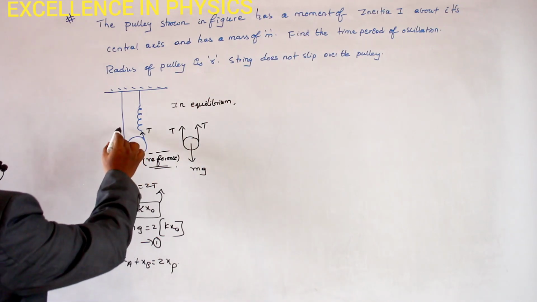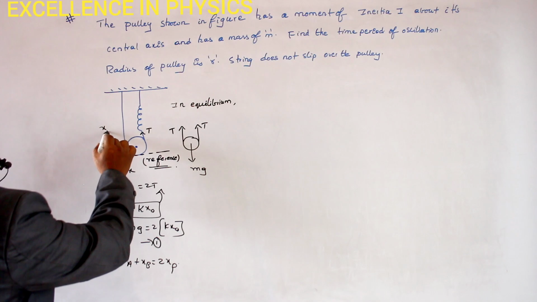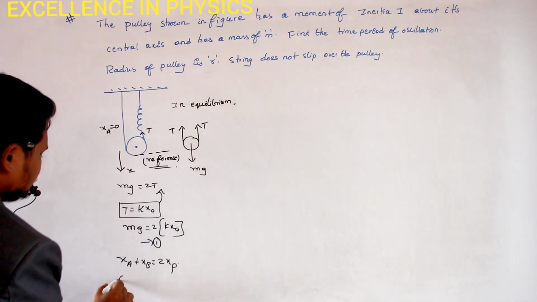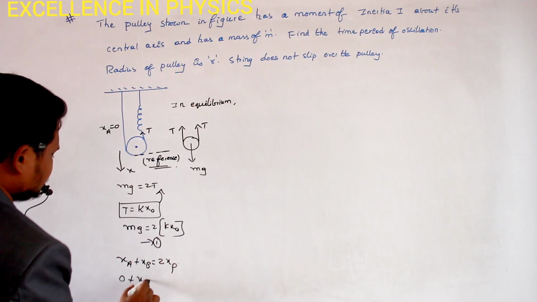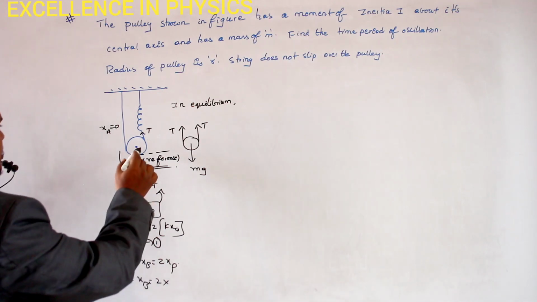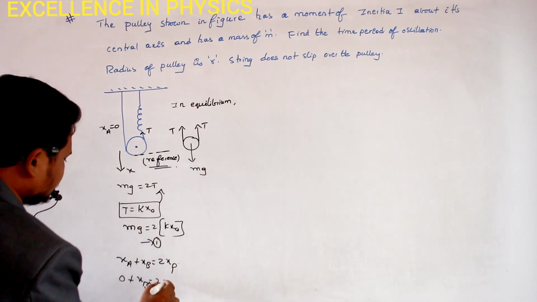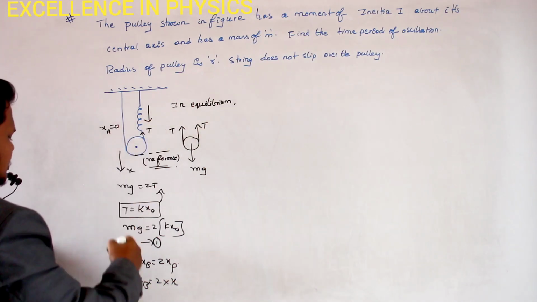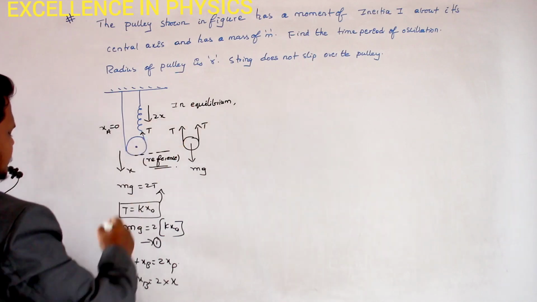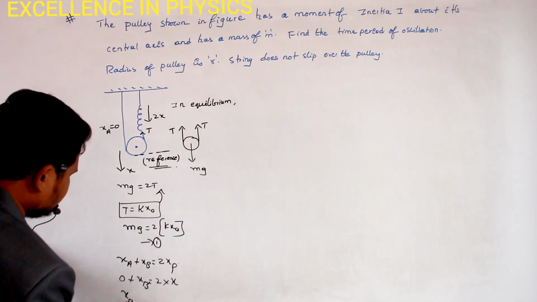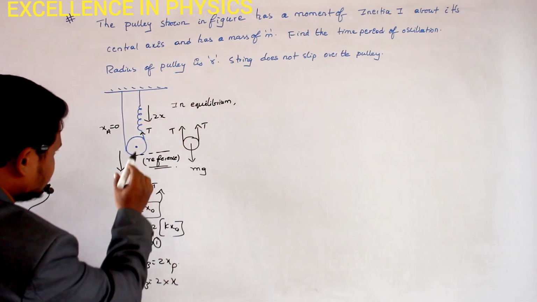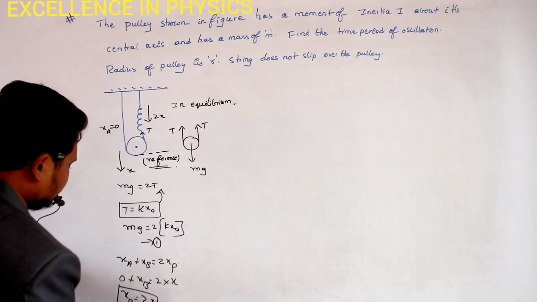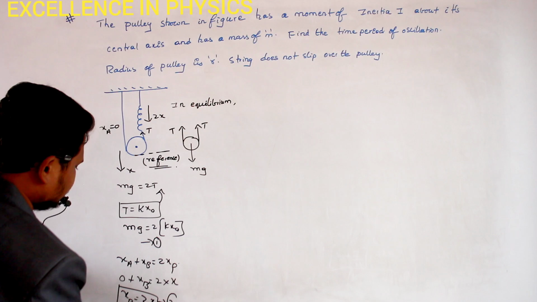For this pulley, this is block A and this is block B. Here x_A will become 0 because it doesn't move. So 0 plus x_B is equal to 2 times the displacement of the pulley. The pulley is displaced by x, no? So the elongation produced in the spring, that is x_B, is 2x. Clear? So x_B, the elongation of this spring, is equal to 2x. Let it be our equation number 2.